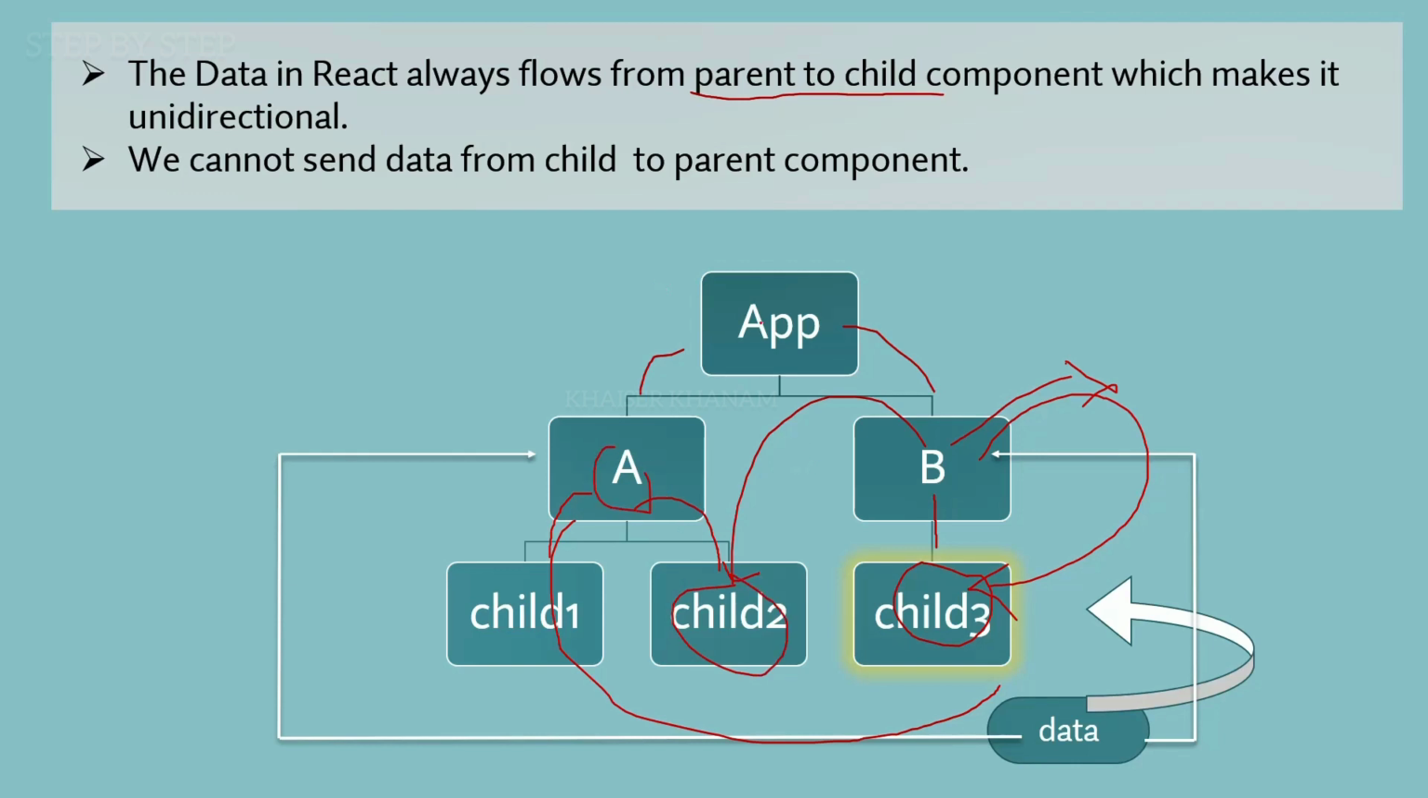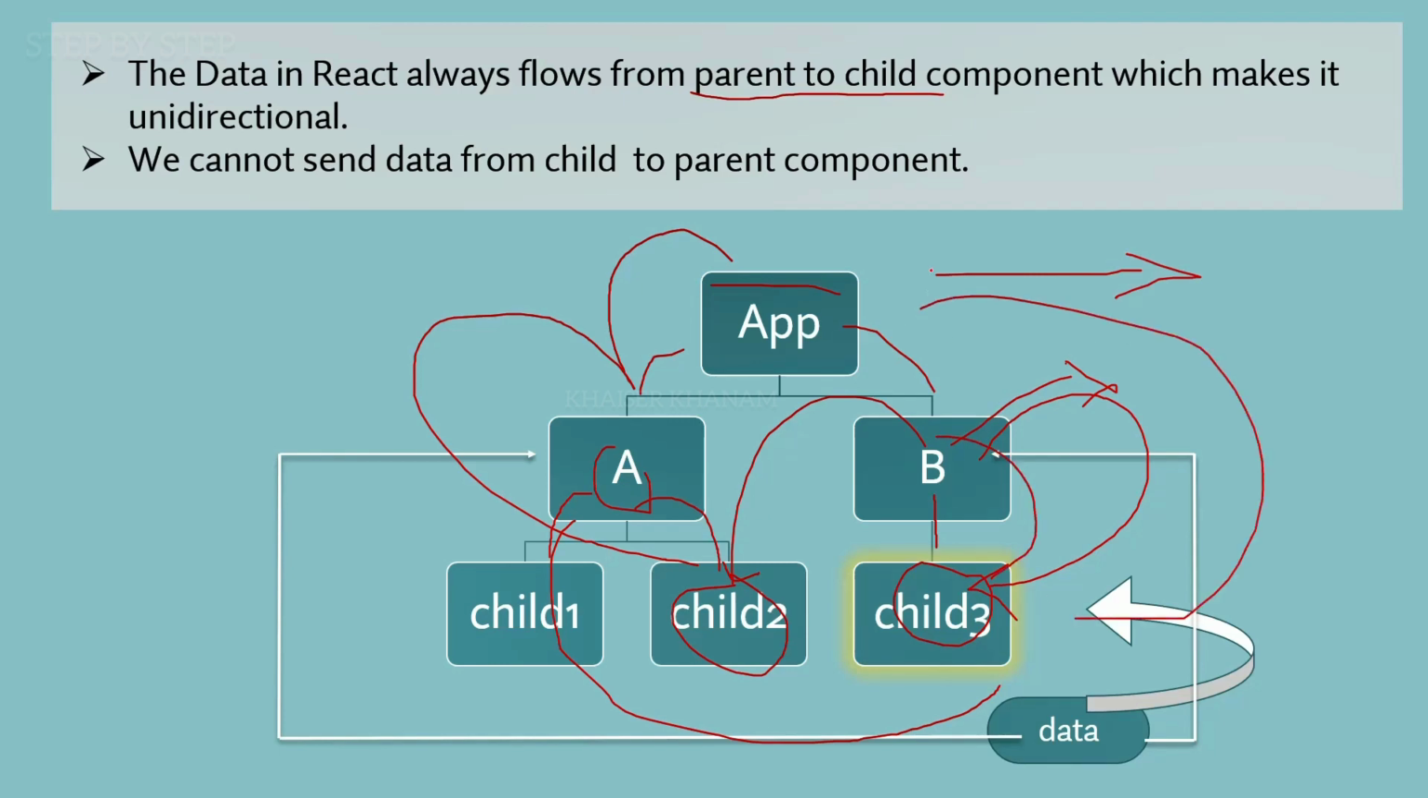So first the data will be passed inside this app. Then it will be passed here as a prop. Then again it will be passed here as a prop. So the data flows only from parent to child component, which makes it unidirectional. Only one way the data can flow, that is from parent to child. But from child to parent, it is not possible at all. We cannot send data from child to parent component in React.